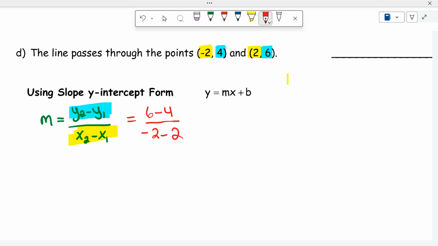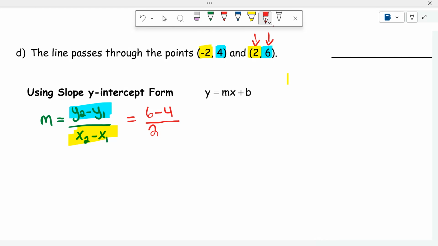Exactly. I can't flip. If I start with my second bracket first on top, I have to start with my second bracket on the bottom. Not very many did that. Most of you did it correct on your quiz, but some of you flipped them. You can't do that. Okay. So again, if you start here first, you have to start here first on the bottom.